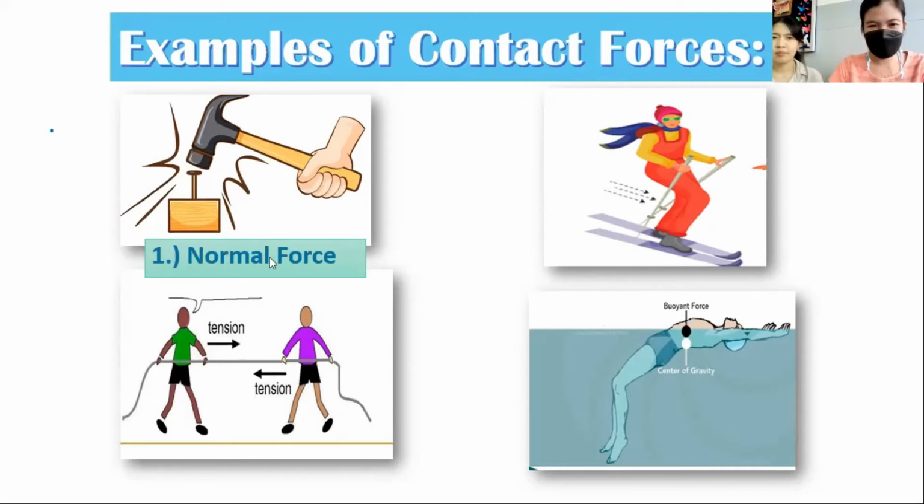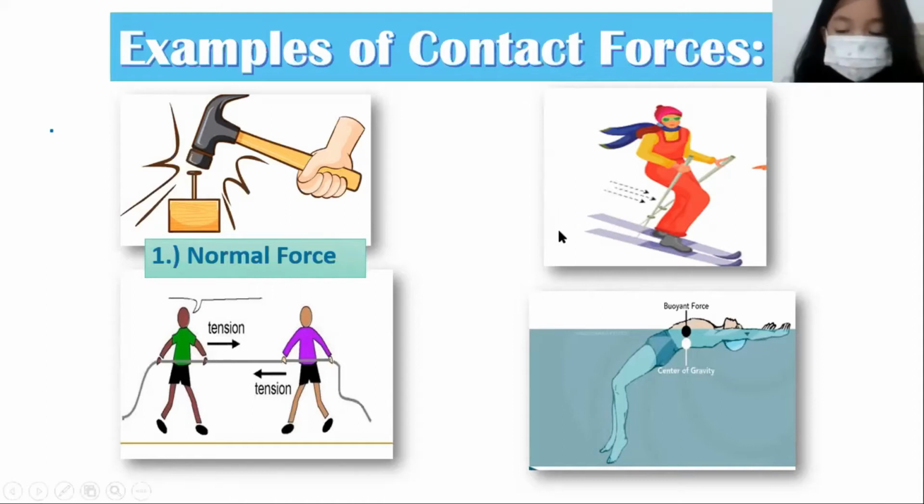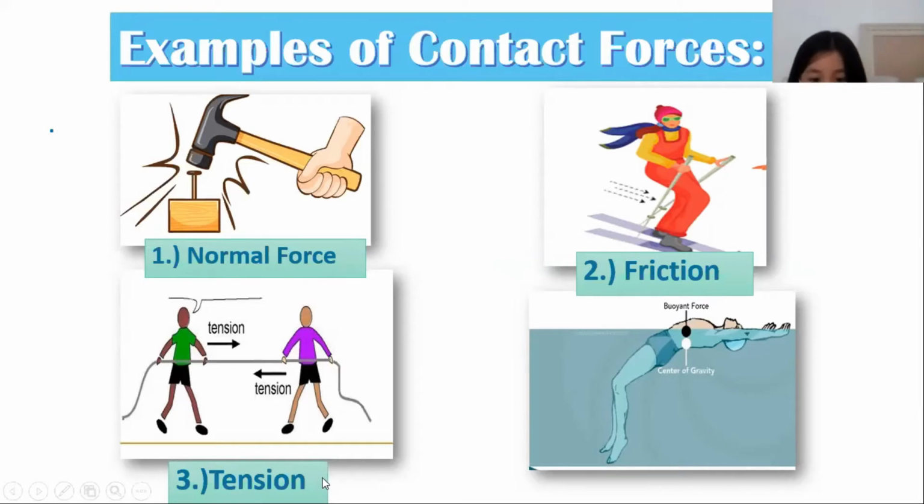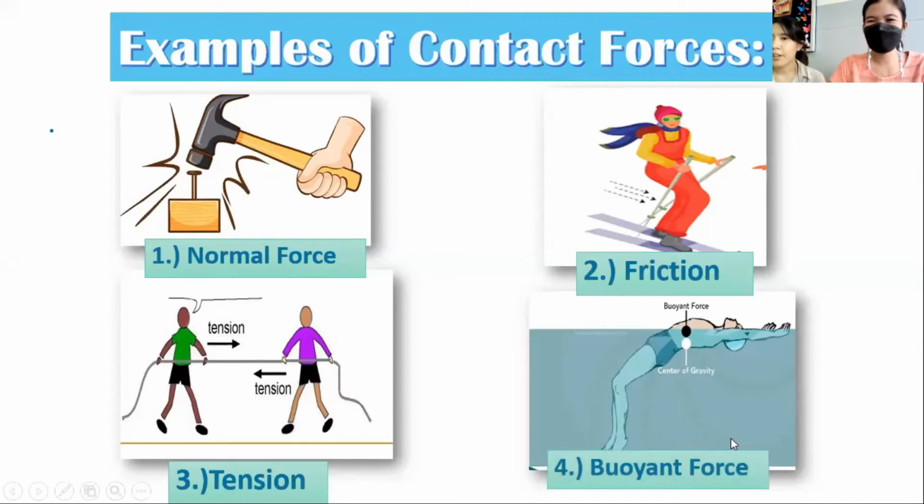What is that in Thai? It is the normal force. And the next example of contact force, we have friction. Friction force is the force of friction. The third example of contact force is tension force. Tension. And the last example, we have the buoyant force. Buoyant force.